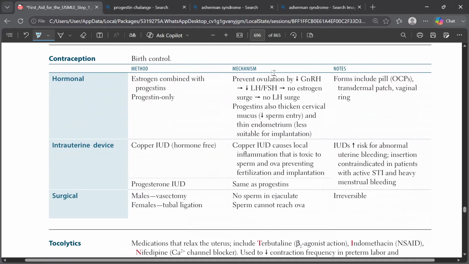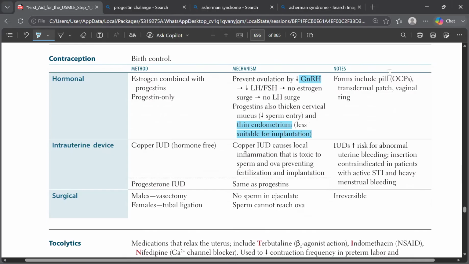The mechanism is that they prevent ovulation by decreasing gonadotropin releasing hormone. When there's increased progesterone and estrogen, the gonadotropin releasing hormone is going to have a negative feedback effect, and then the LH and FSH decrease. So there's going to be no estrogen surge and no LH surge. When there's no LH surge, there's going to be no ovulation. The progestins also thicken the cervical mucus and decrease sperm entry, and they also thin the endometrium, making it less suitable for implantation.